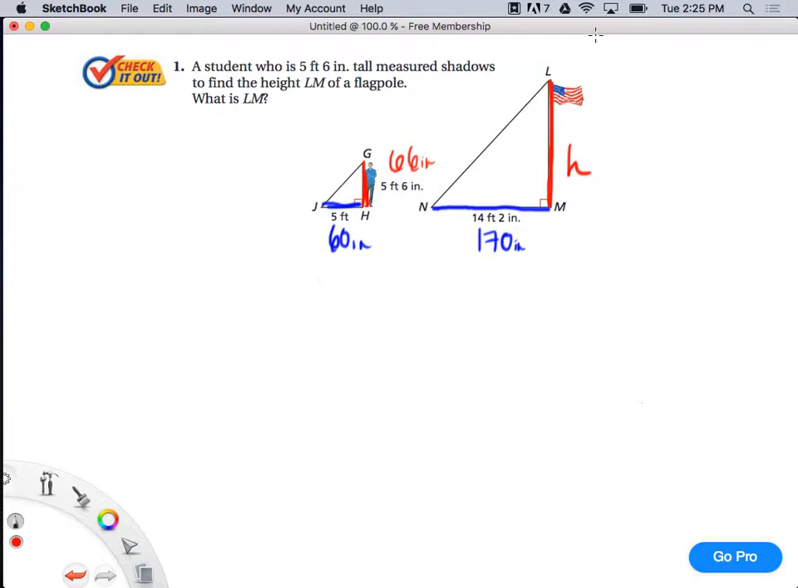So then we divide it. You have to set up the right ratio first, and then you divide. Or well, then you have to solve it.